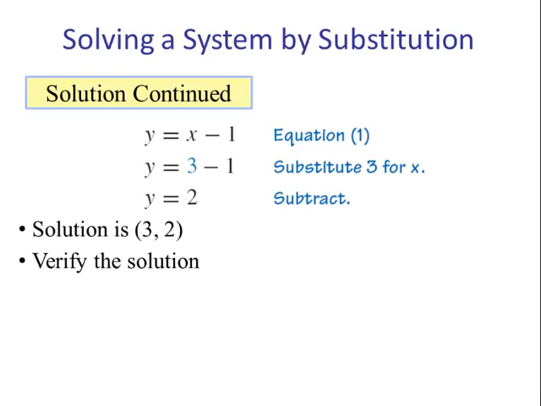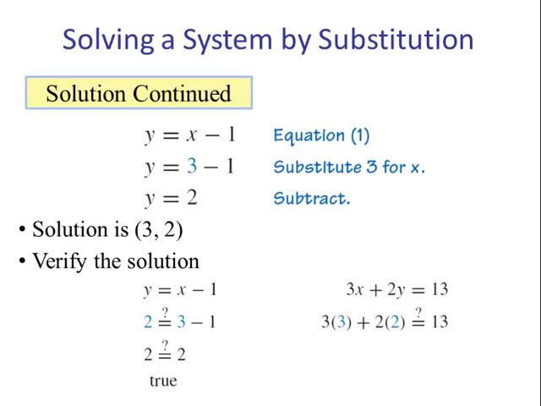To verify the solution, using the first equation, we know that x is 3 and y is 2. The left-hand side should equal the right-hand side, so we're left with 2 equals 3 minus 1, and we have 2 equals 2, and of course that's a true statement. We have to check the other equation, so we have 3x plus 2y equals 13. Substituting x and y, we have 3 times 3 plus 2 times 2 on the left-hand side, and on the right-hand side we have 13.